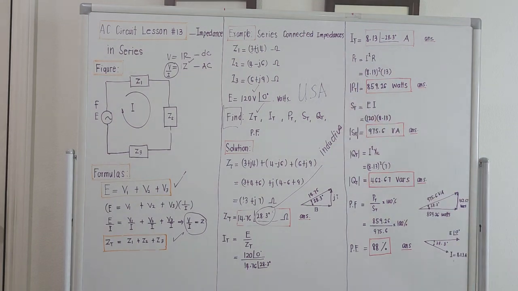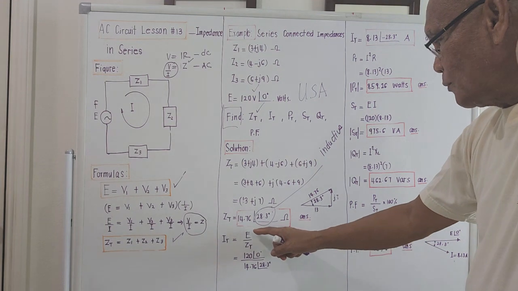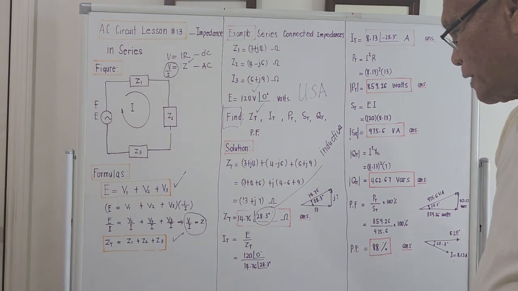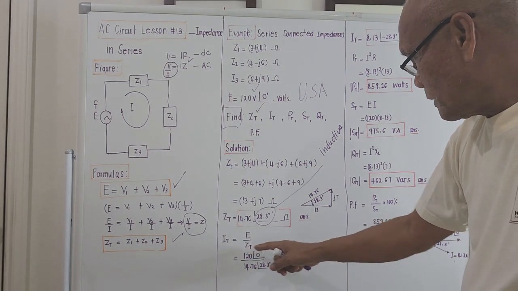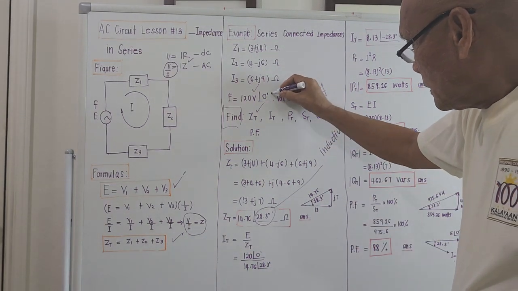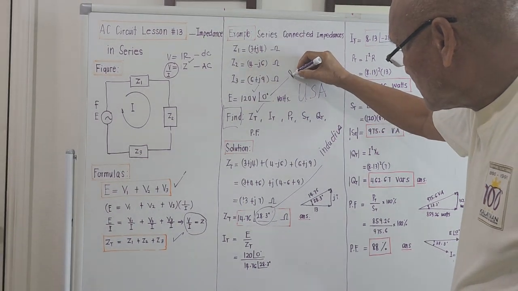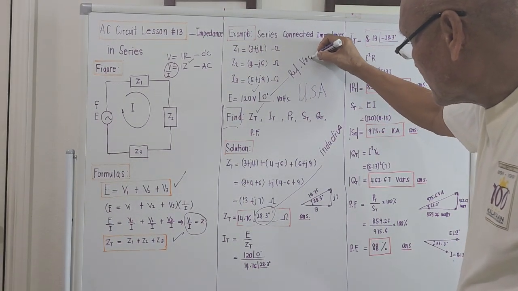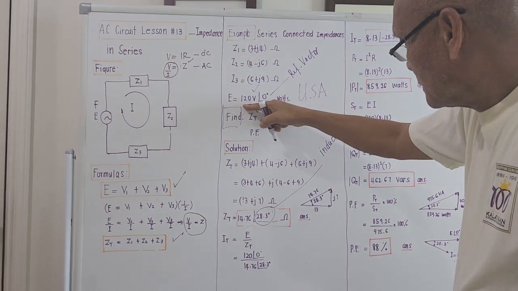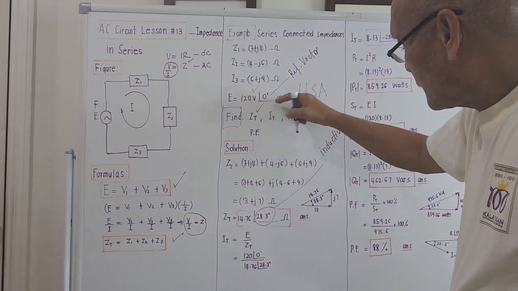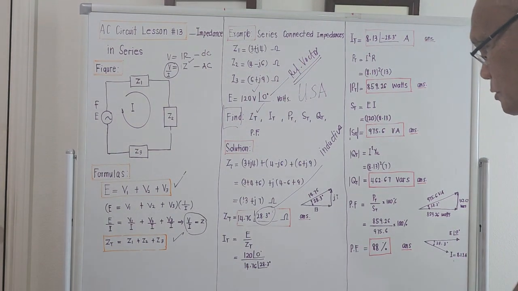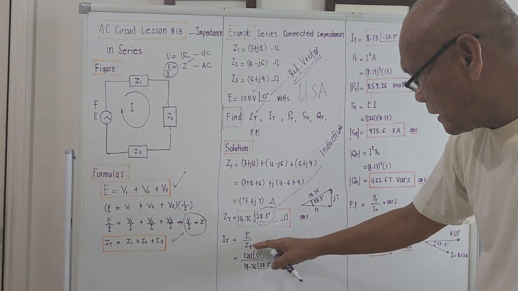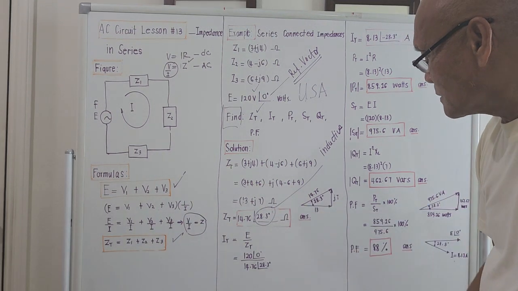Okay, let's try to compute for the current. The total current will be the total applied voltage over the total impedance. Okay, I will now express the total voltage to be 120 angle 0 degrees. Why 0 degrees? We always use this as the reference vector under AC circuit, the applied voltage. Whatever the magnitude, we put the angle to be 0 degrees because we use this as our reference vector. Okay, so it will be 120 angle 0 degrees over the total impedance.